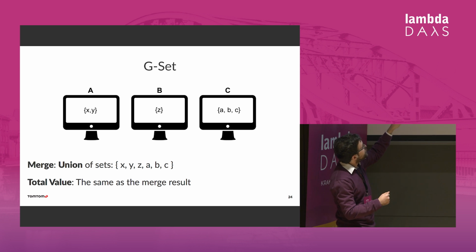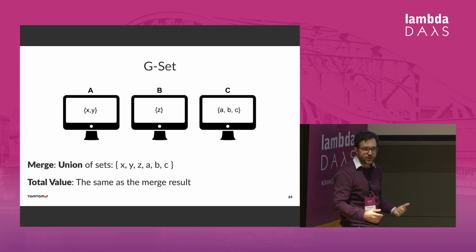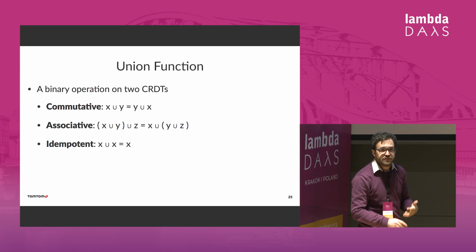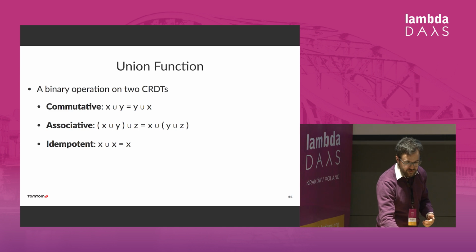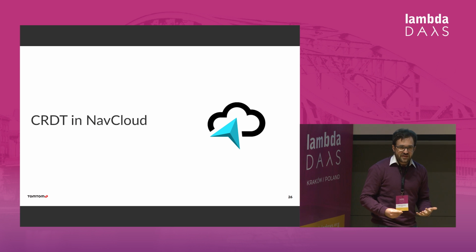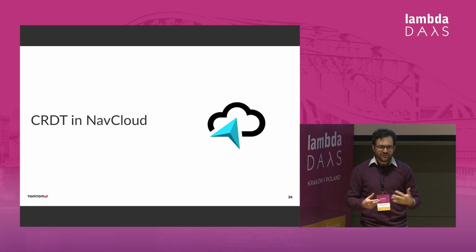So whenever they're gossiping to each other, they just union them. And of course, union is CRDT compliant because union is associative, commutative, and idempotent. Okay, how will this data structure help us in NavCloud? NavCloud has different use cases.